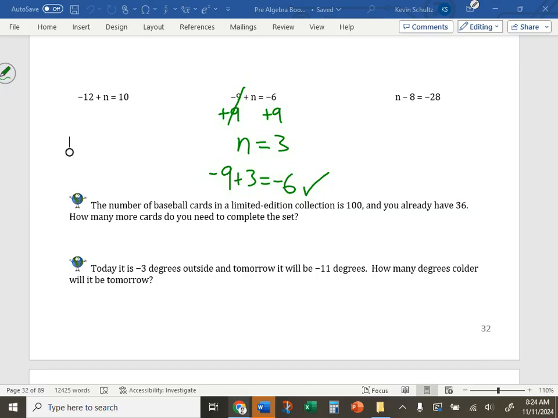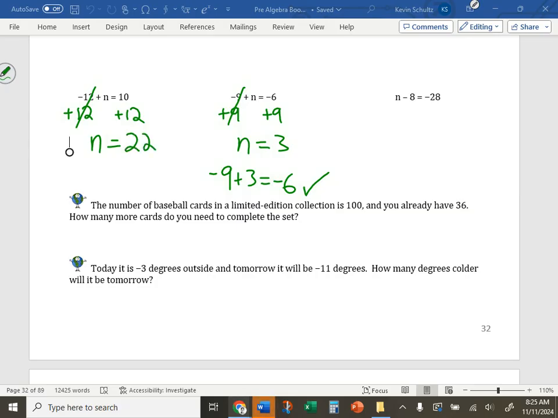Negative 12 plus n equals 10. This is very similar to the one we just did here, right? We have to get rid of that negative 12. What's the opposite of negative 12? Positive 12, adding it, okay? The opposite of a negative 12 is a positive 12, adding 12 to both sides to keep this balanced. Negative 12 plus 12 gives us our 0, it cancels it out. And Sawyer, come up here, and 10 plus 12 is 22.